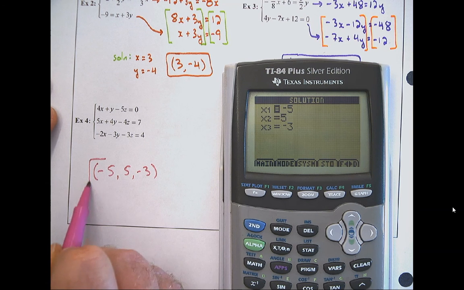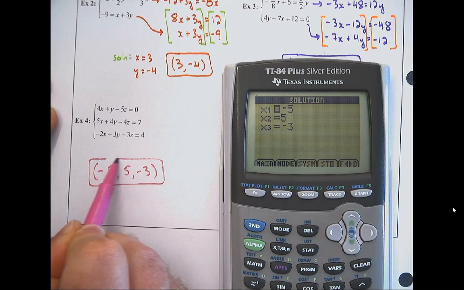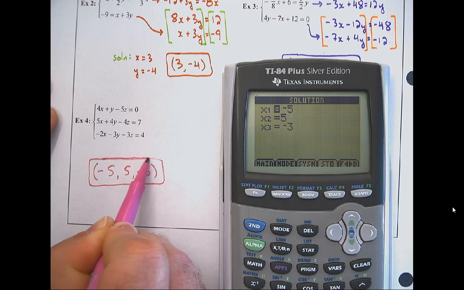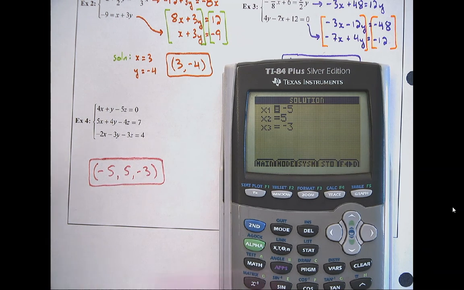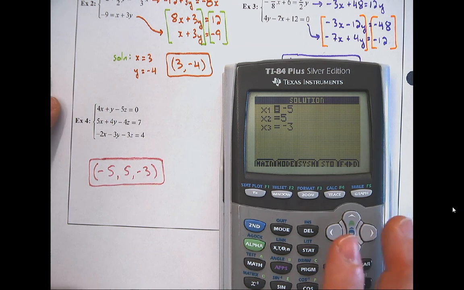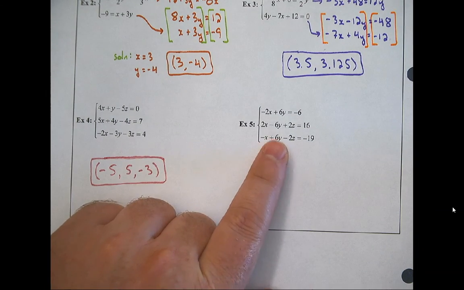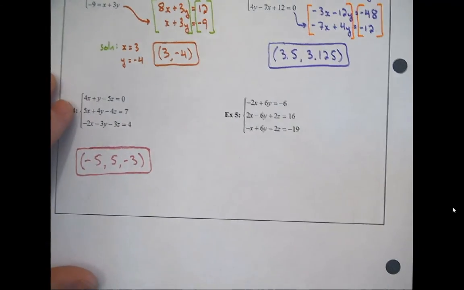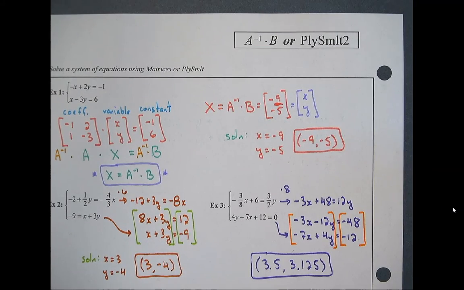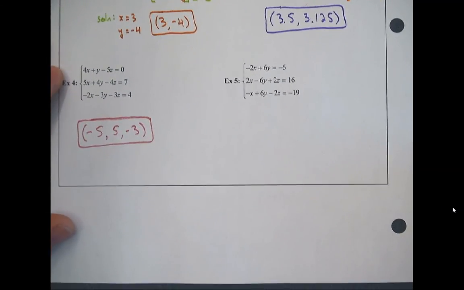This is called a 3-dimensional coordinate triple. We will talk about that in Unit 9. We're going to do some 3D graphing in Unit 9. So let's have you solve this one. Either way, you can pick A inverse B or polysimult. I don't care which.